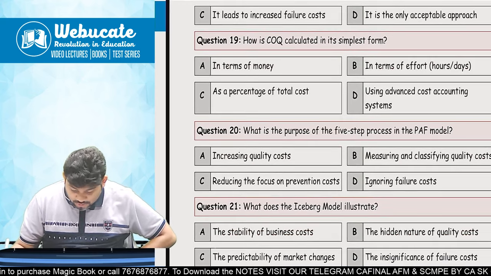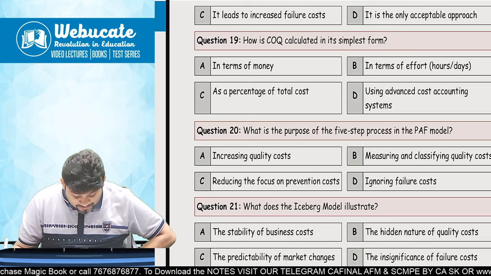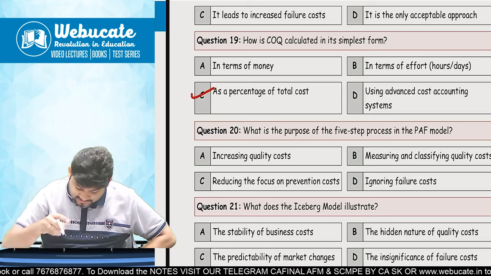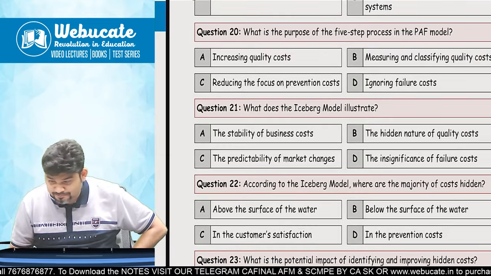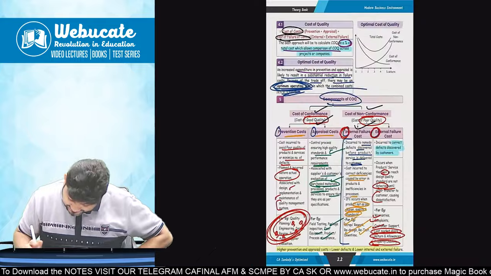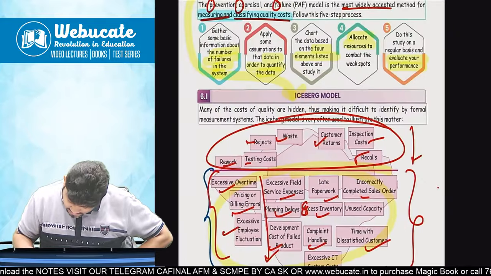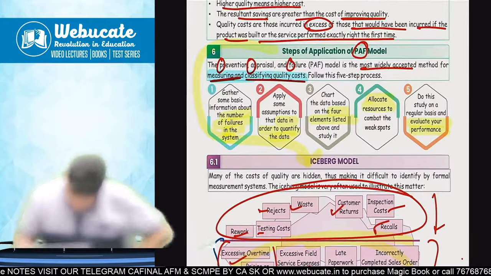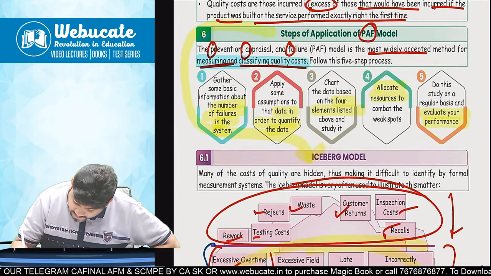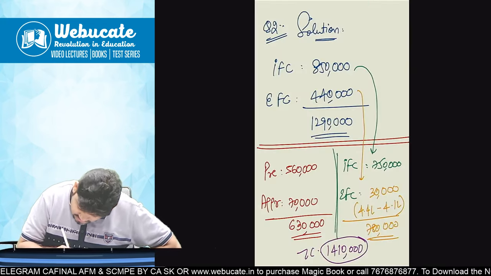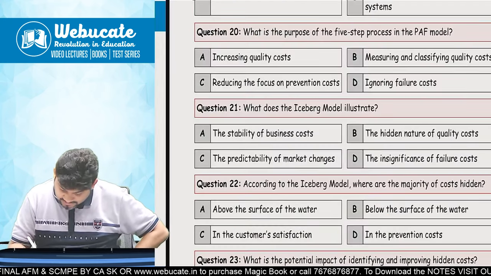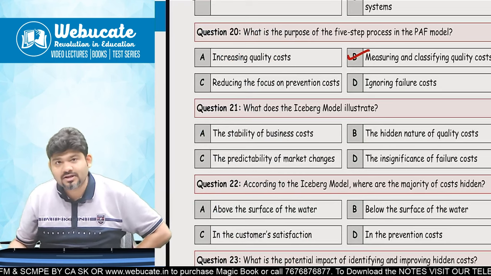How is COQ calculated in its simplest form? In terms of money, effort? No. As a percentage of cost? Yes. Purpose of the 5-step process in the PAF model? See, try to remember what they had said. PAF is the most widely accepted method for measuring and classifying quality costs. Yes. Measuring and classifying quality costs.